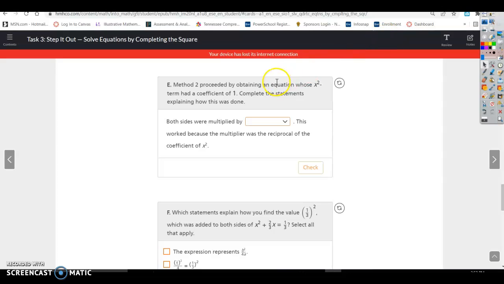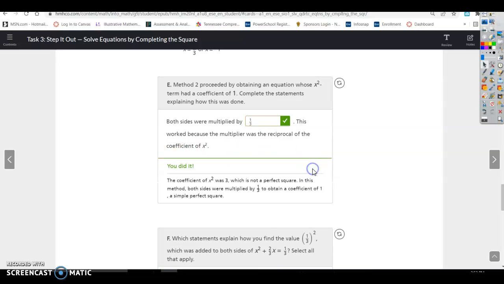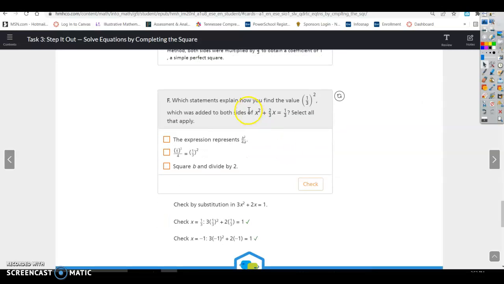Method 2 proceeded by obtaining an equation whose x squared term has a coefficient of 1. Complete the statements explaining how this was done. Both sides were multiplied by 1/3. This worked because the multiplier was the reciprocal of the coefficient of x squared. Which statement explains how you find the value 1/3 squared, which was applied to both sides of x squared plus 2/3 x equals 1/3? Select all that apply.